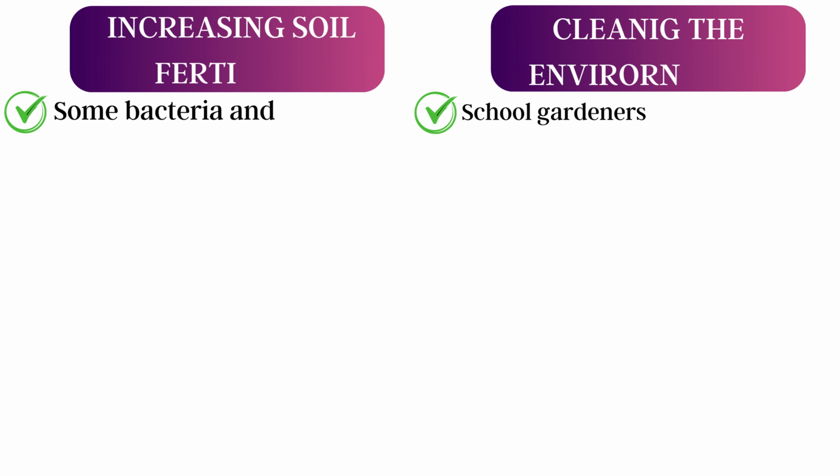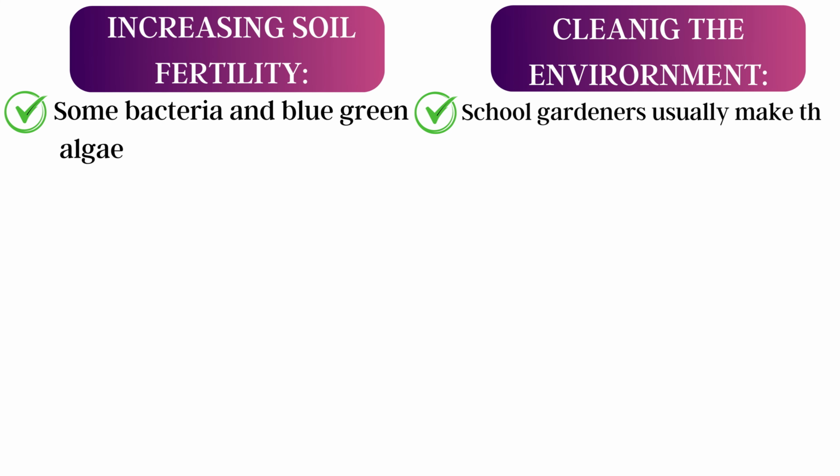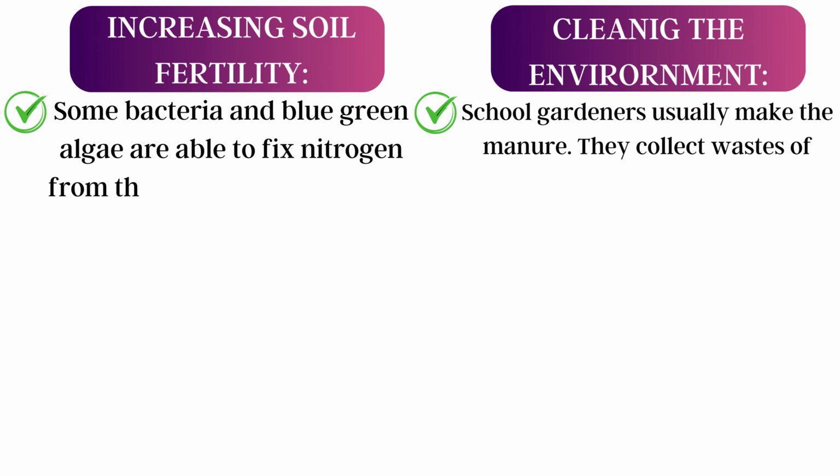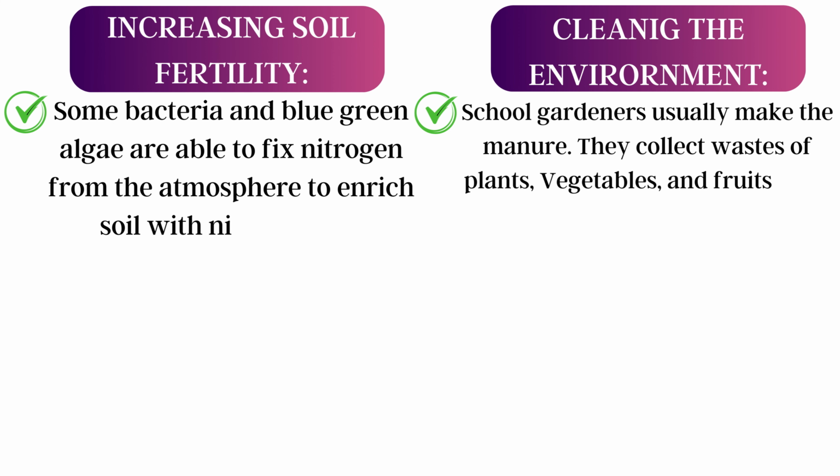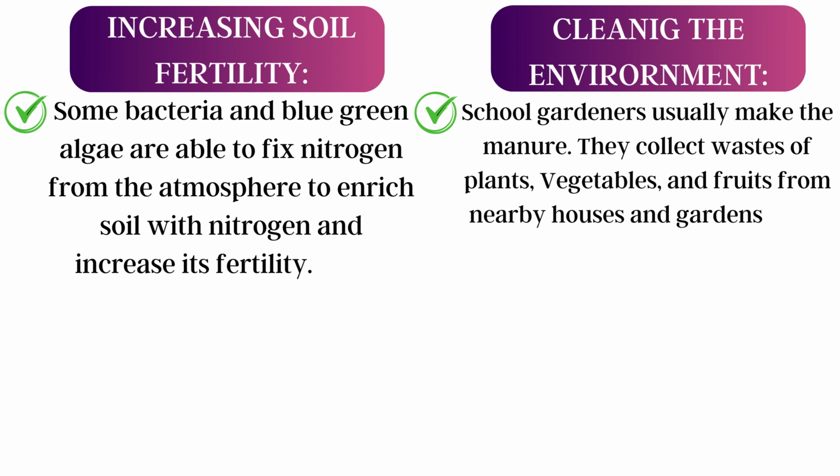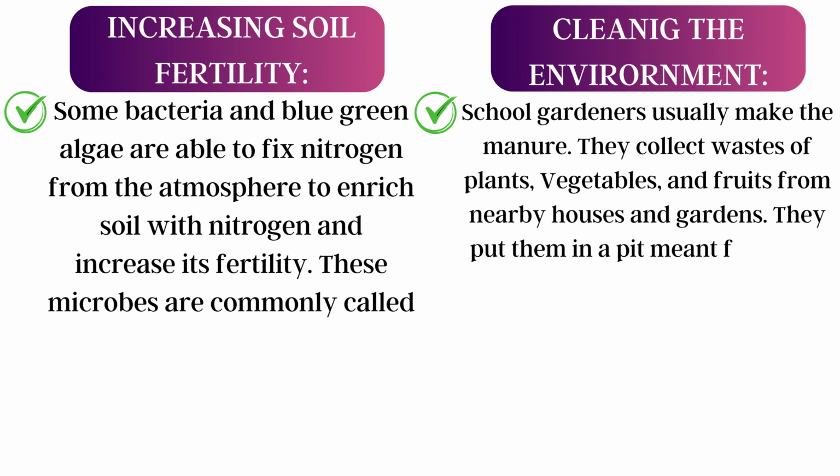Increasing soil fertility. Some bacteria and blue-green algae are able to fix nitrogen from the atmosphere to enrich soil with nitrogen and increase its fertility. These microbes are commonly called biological nitrogen fixers. Thus, the nitrogen-fixing blue-green algae increases soil fertility.